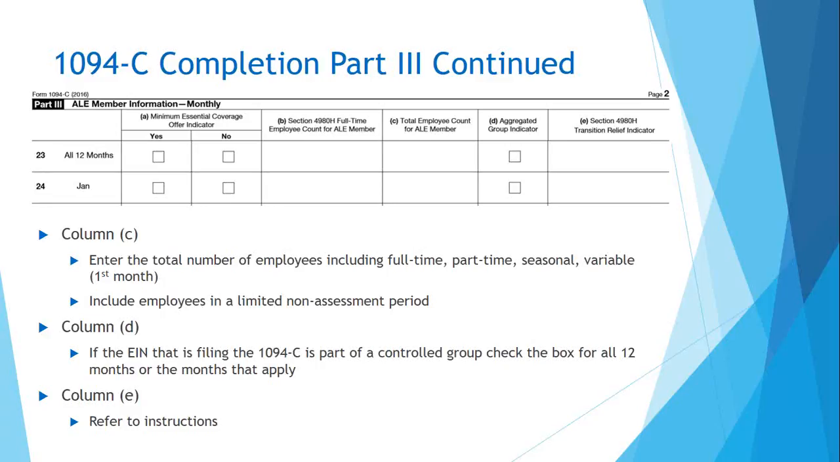Column D there is the aggregated group indicator. If you are part of a common ownership or controlled group, you do want to select the box for every month that applied. So in the example I used a little bit earlier, if you purchased another business throughout the year, you may not have been part of a controlled group until, say, May, when that acquisition occurred. So you wouldn't hit the all 12-month box. You would wait until May. That's just an example of that. Column E is if you are using that transition relief, there are certain codes you do need to set in column E, and that's in the instructions.